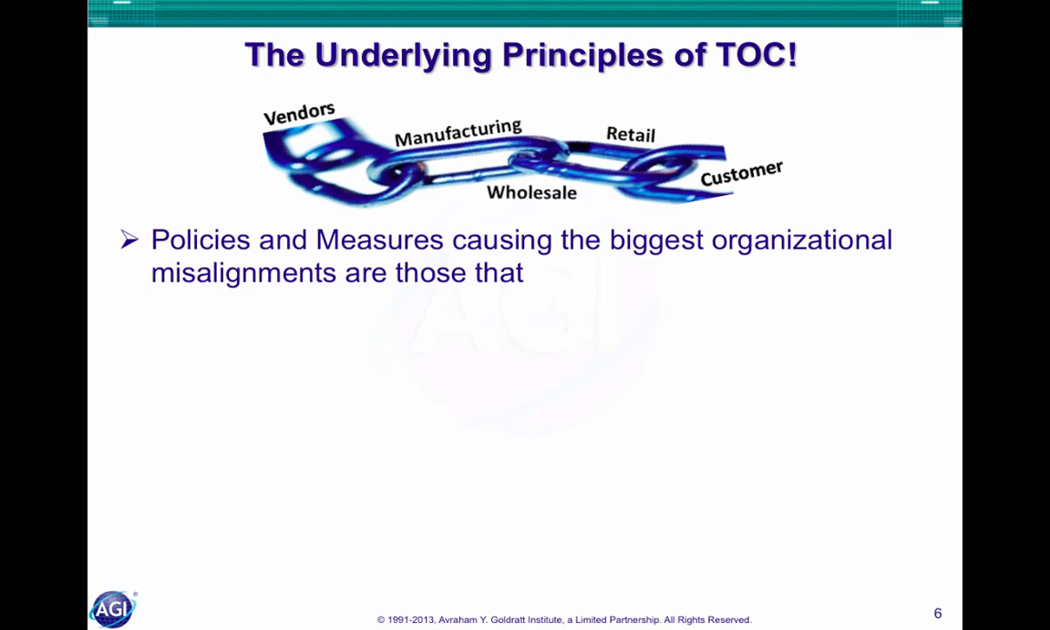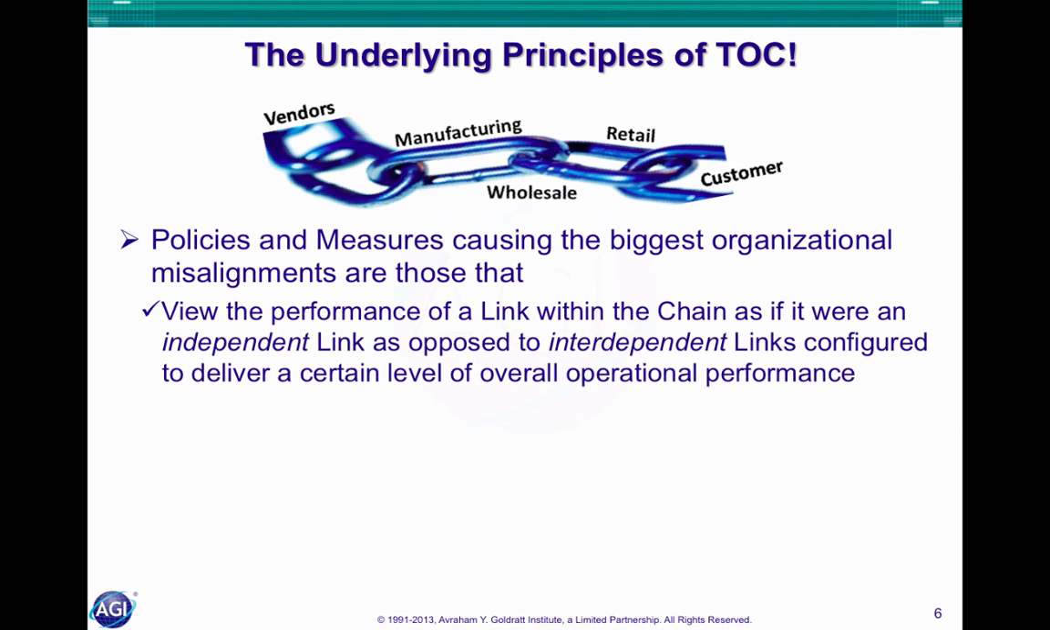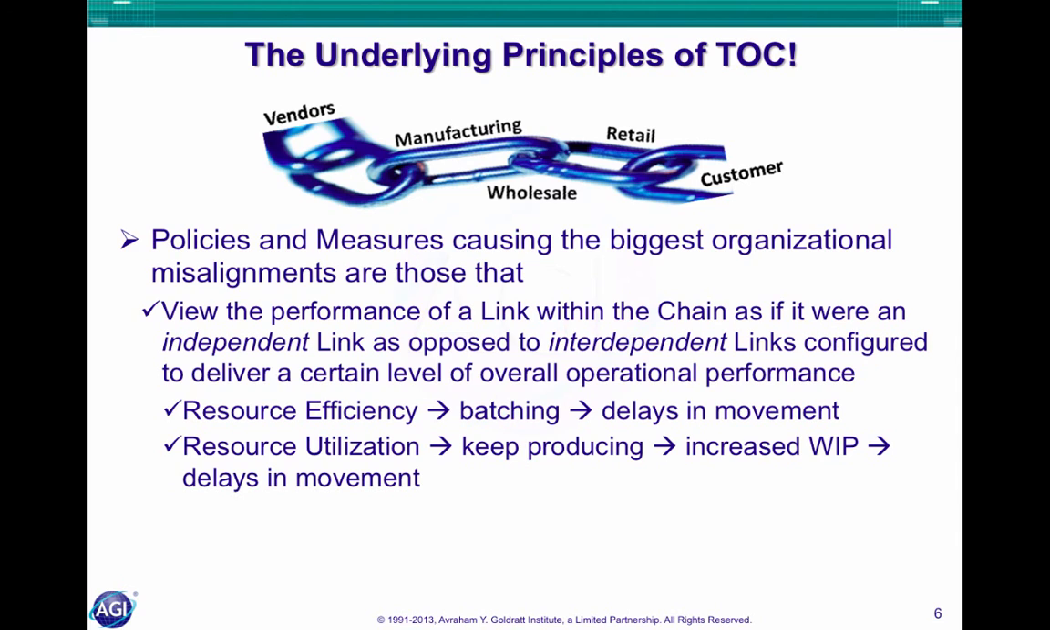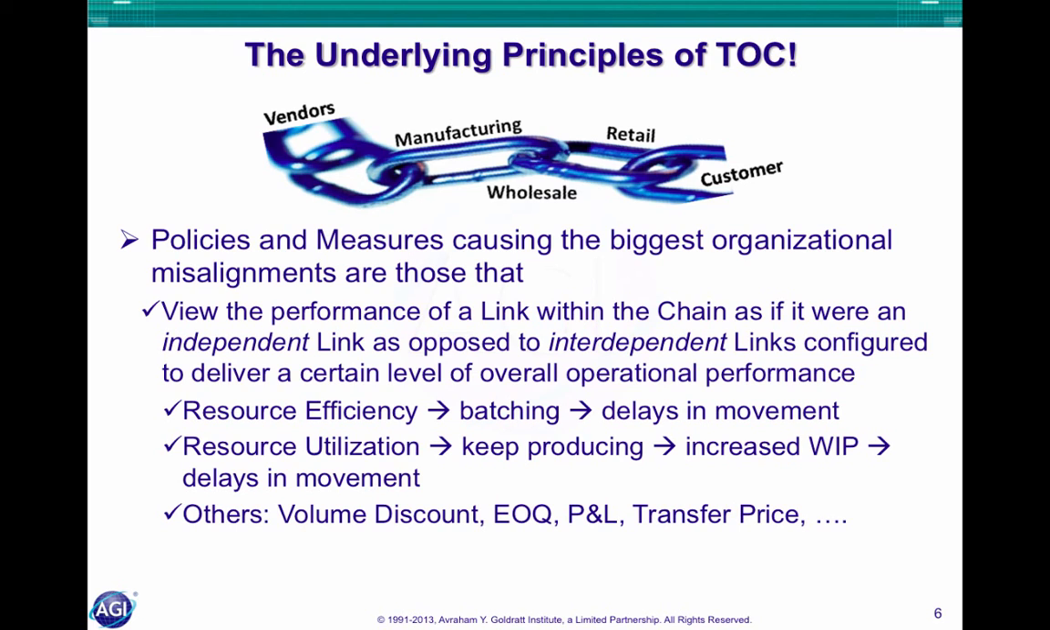The policies and measures that cause the biggest misalignments are those that focus on performance of a link within a chain as if it were an independent link as opposed to a group of interdependent links configured to deliver a certain level of overall operational performance, such as resource efficiency, which leads people to process material or information in batches, which then results in delays in movements. Resource utilization often drives organizations to keep people busy producing, which in turn causes more material to be released, which increases work in process, which then causes delays in movement. Other things like volume discounts, economic order quantity, separate P&Ls, and transfer prices can all serve to emphasize performance of a link as opposed to chain performance.